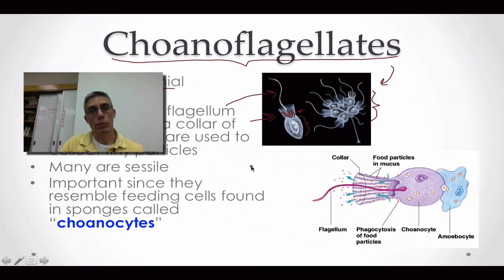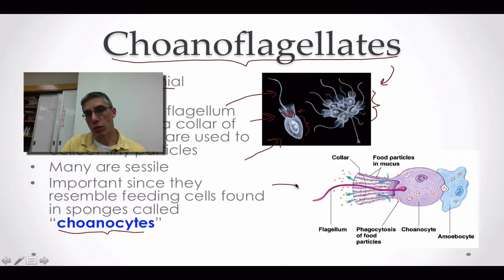Now, these are important because they tend to resemble the feeding cells that are found in many sponges that are out there. Now, we call these feeding cells choanocytes, and that's where we got the name. So they're very similar to the choanoflagellates. Now remember, these are examples of an actual single-celled unicellular organism.